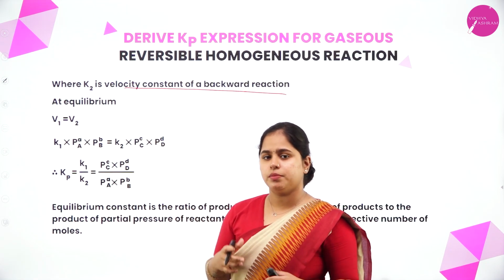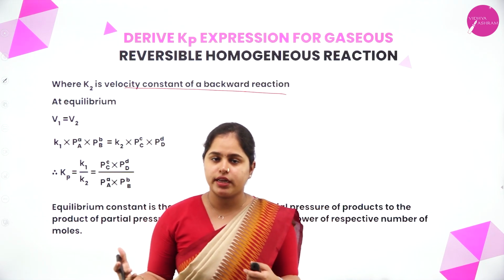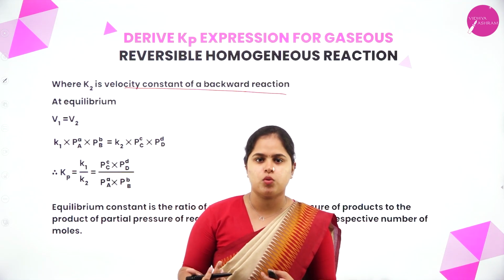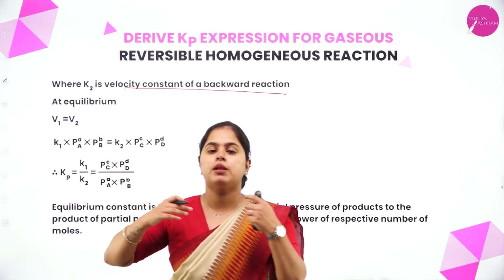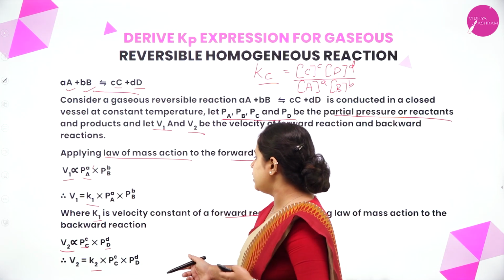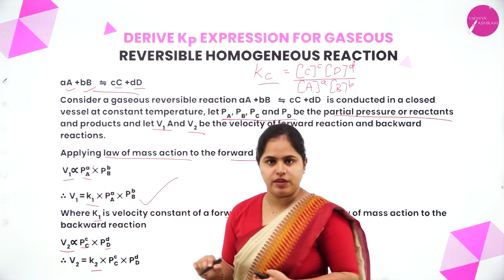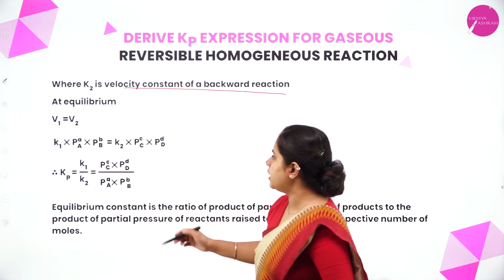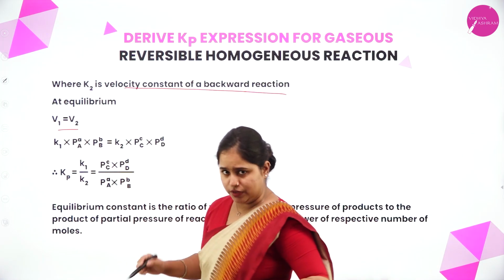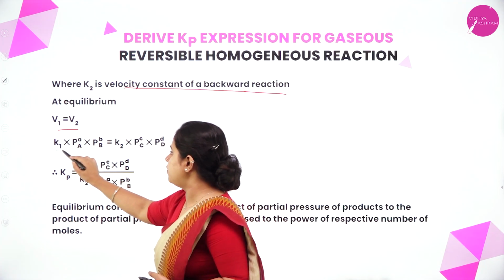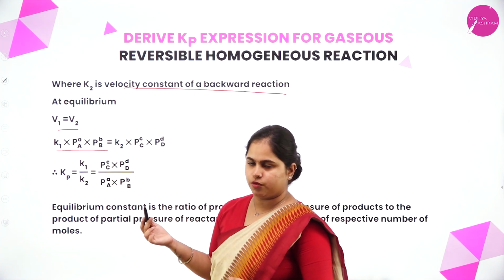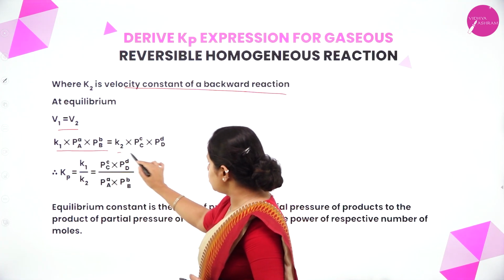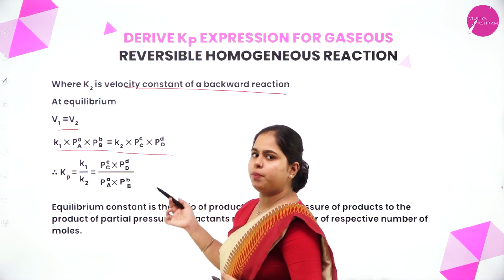Now, at equilibrium, what did we study? The rate of forward reaction and the rate of backward reaction will be equal. So, what does that mean? V1 will be equal to V2. Already we have found the equation for V1 as well as V2. So now we are going to equate these two, right? V1 will be equal to V2. That means, what was V1? K1 into Pa raised to A into Pb raised to B. What was V2? K2 into Pc raised to C into Pd raised to D.